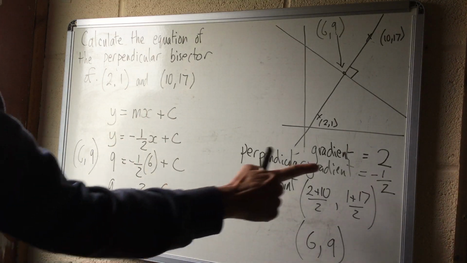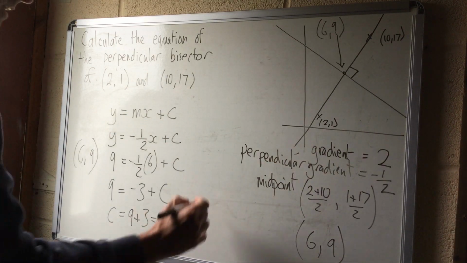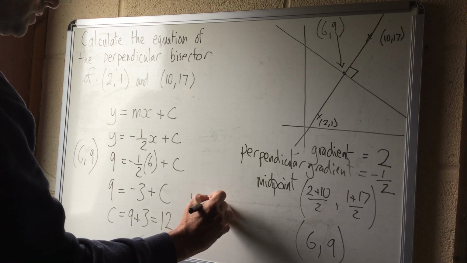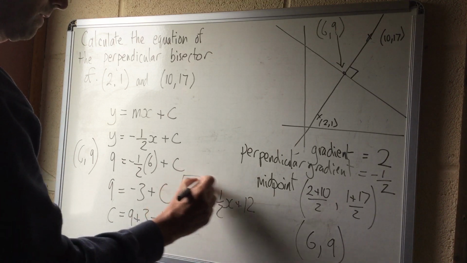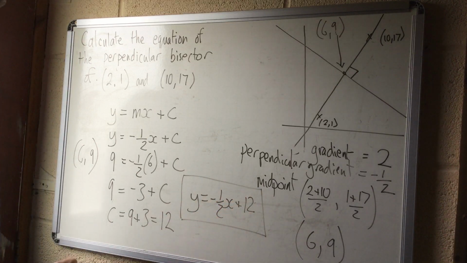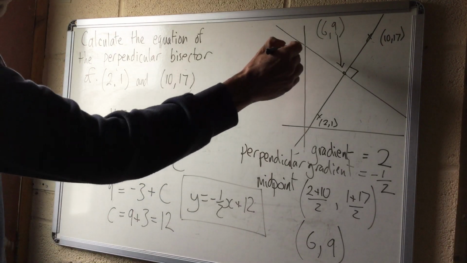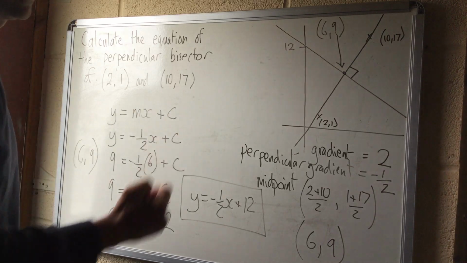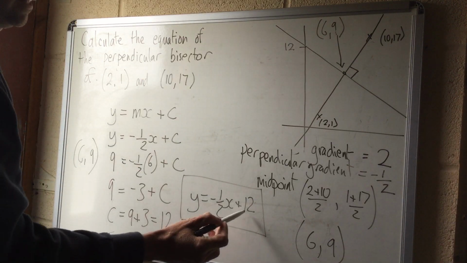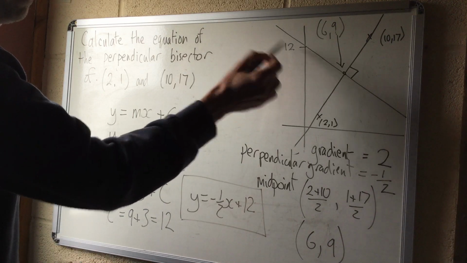So putting the 2 parts together, the gradient and the intercept, we get y = -1/2 x + 12. And that's the equation of this perpendicular bisector. If we go back to my original diagram here, it's not unrealistic to see that that y-intercept there is 12.